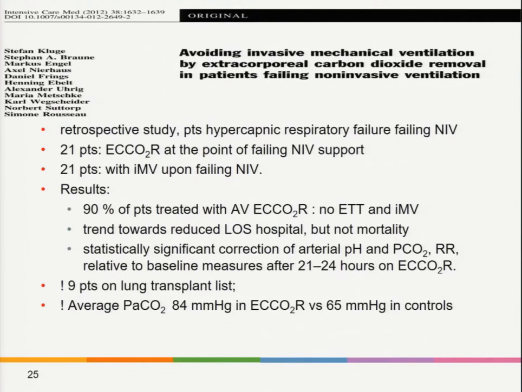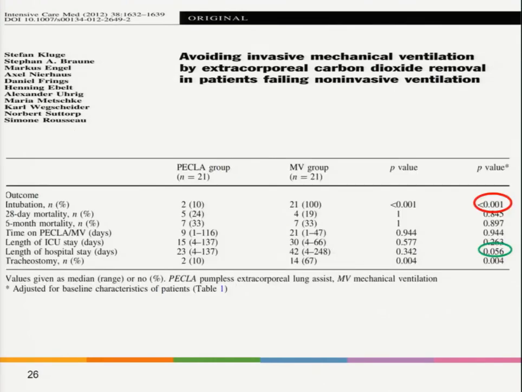And this was also shown by this nice retrospective study of Kluge. Patients who were failing upon NIV got an AV ECCO or were intubated, and with ECCO, 90% of the patients didn't require intubation and invasive mechanical ventilation. There was a trend towards reduced length of stay.